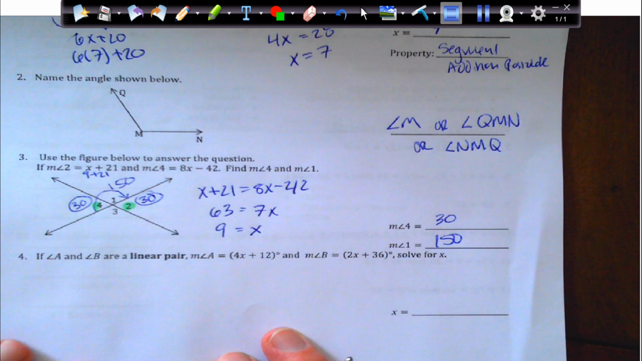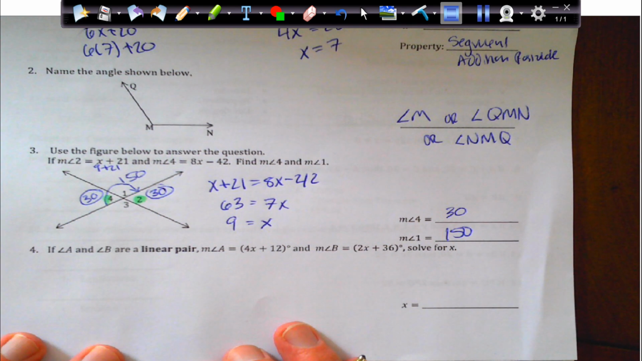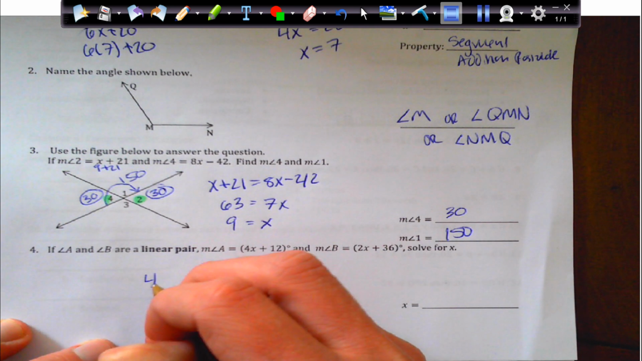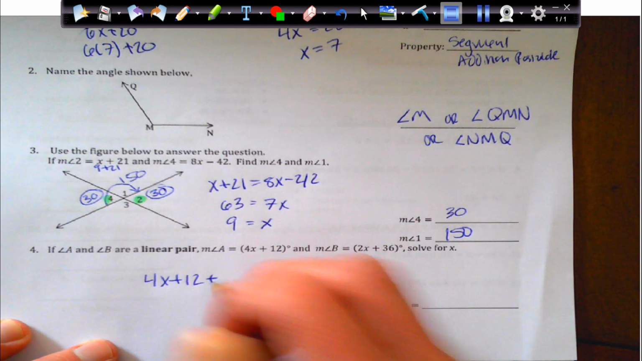Speaking of a linear pair, next one is a linear pair, and so we just go ahead and add those two together and set equal to 180. Because that's what linear pair means. Good thing for your note card.